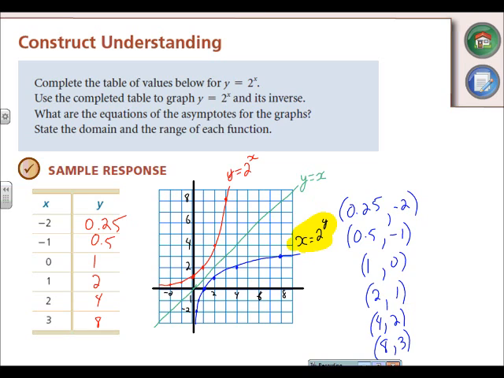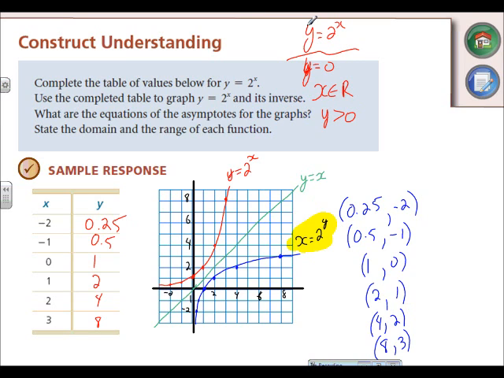Now the really important part here is looking at where's the asymptotes, where's the domain, where's the range. So let's start with the original. I'll do it all in red here. So first of all, our asymptote, for y equals 2 to the x, the asymptote was the x-axis. So y equals 0. Our domain was x is an element of the reals. Our range, well, that was everything above the x-axis. So it was y is greater than 0.